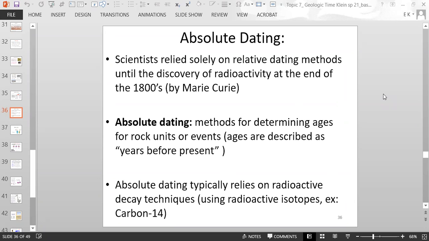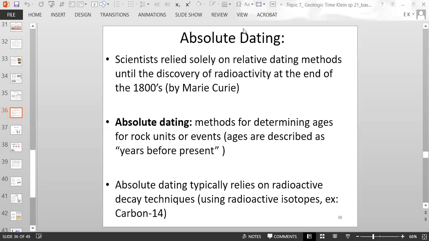So then we have absolute dating. Earlier we talked about relative dating, which was the comparisons between different geologic events and different rock layers, saying what's older, what's younger. Absolute dating takes into consideration actual ages using numbers.